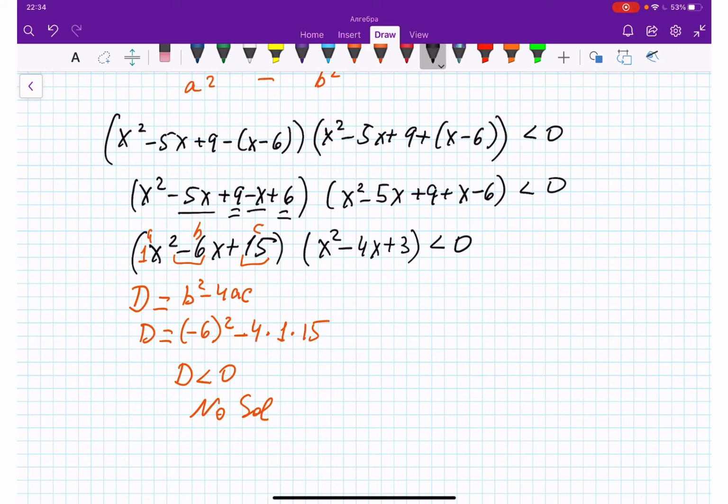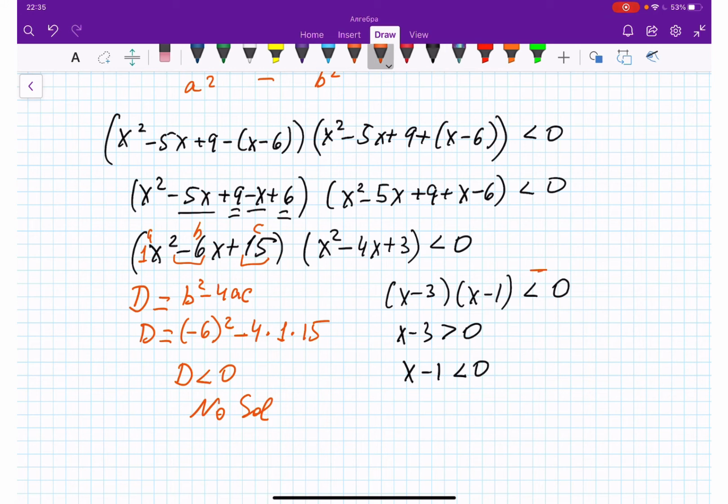So we are going to solve the next one. (x - 3)(x - 1) < 0. x - 3 is greater than 0 and x - 1 is less than 0, because we have less than, right, which is minus. So one of them has to be positive, one of them has to be negative. And we are getting x is greater than 3, x is less than 1, which are going in different directions, right? Greater than 3 and less than 1, right?